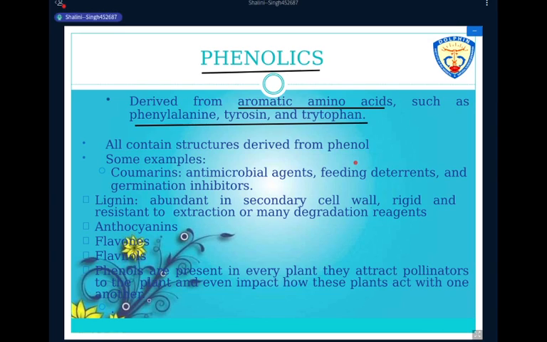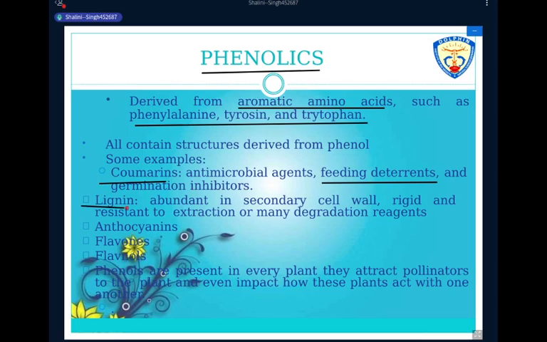What is the basic structure of phenol? Phenol is a benzene ring having OH group. Some examples, one is coumarins. Coumarins are antimicrobial agents, feeding deterrents. Feeding deterrents means like your crop is having grains, so birds can come, visit these plants and they can feed on the grains. But due to the presence of phenolics, they may be bitter in taste, they may have strong aroma, so birds will not come and feed on the grains. Feeding deterrents are good for the plant and germination inhibitors also.